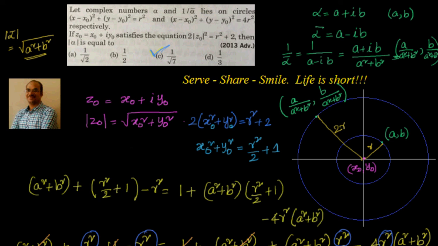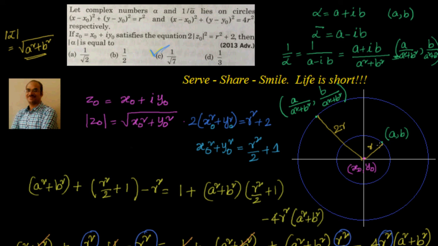We have been given two complex numbers alpha, which we have taken as a plus ib, and alpha conjugate, which is nothing but a minus ib, 1 by alpha conjugate, that is a plus ib by a square plus b square. These two complex numbers lie on the circles with center x naught comma y naught and with radius r comma 2r respectively. So we have three equations now.